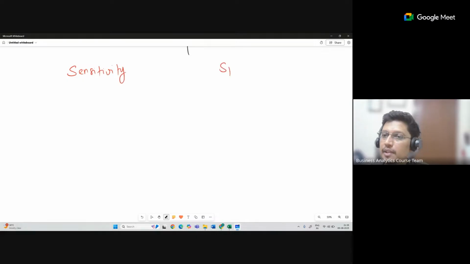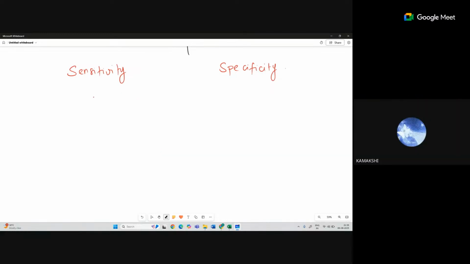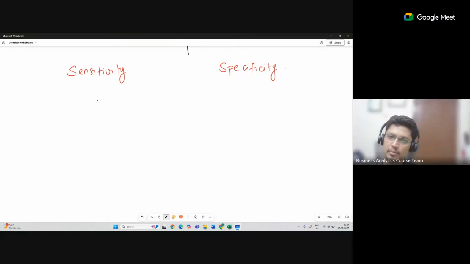What is specificity? Positive recall is sensitivity. Negative recall is specificity. What is the formula for sensitivity? TP by TP plus FN. What is the formula for specificity? TN by TN plus FP.